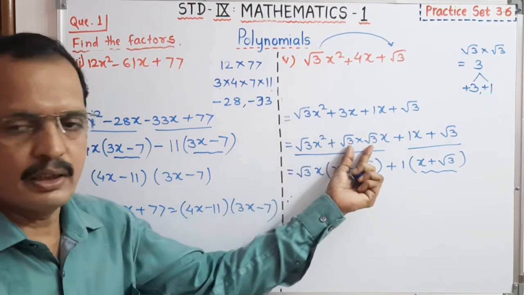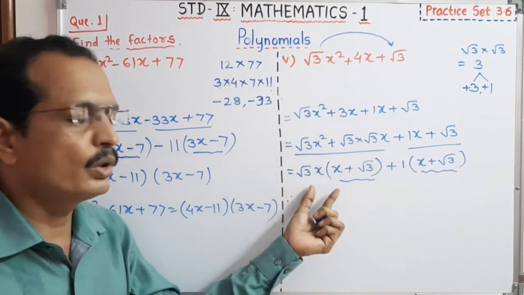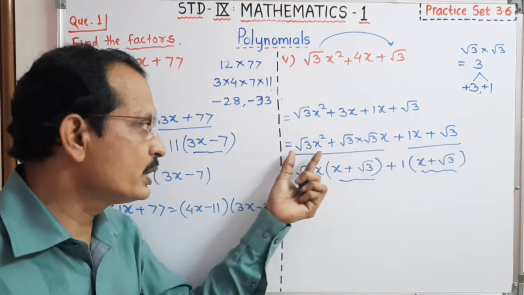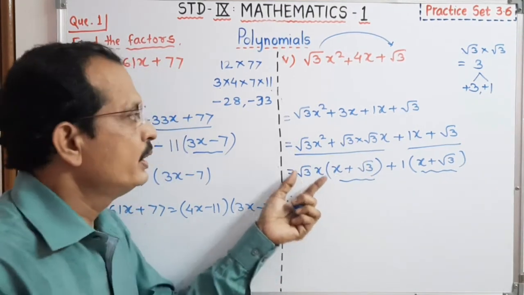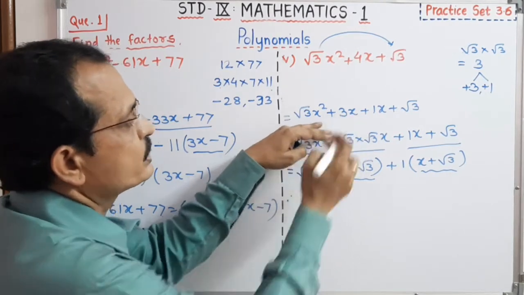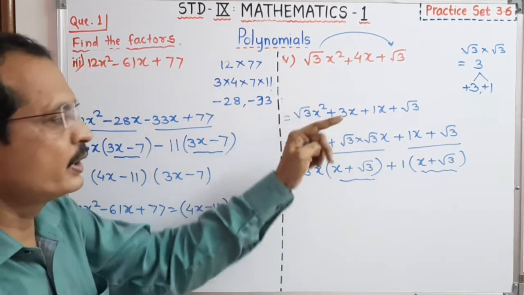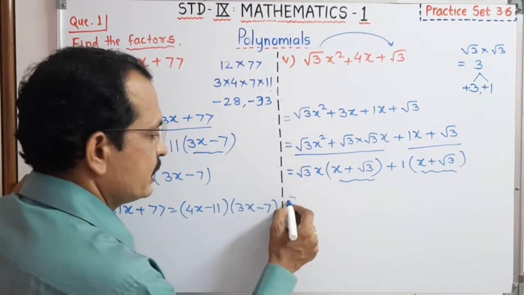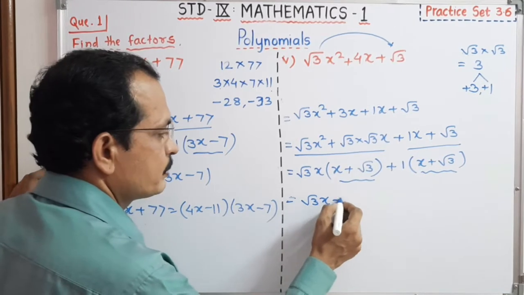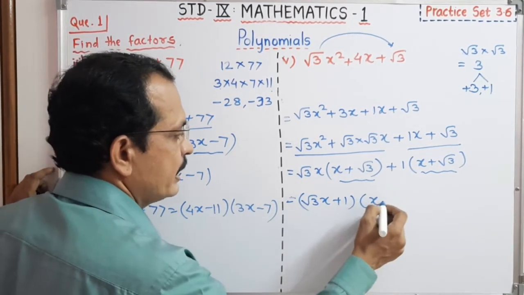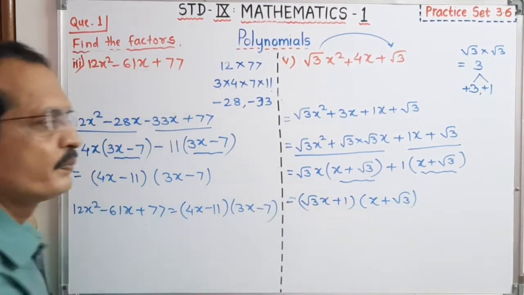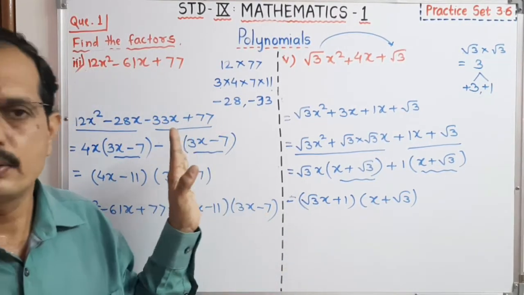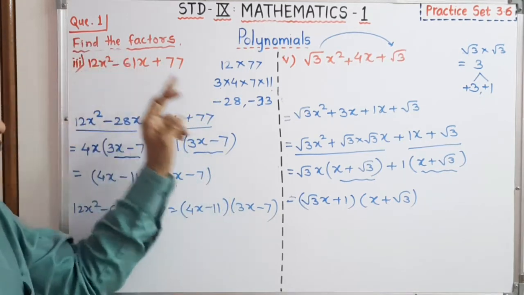This I factorize to understand how to take out the common. If you write like this, then it is very easy to understand how to take out the common. If I write like this, then tell me what is the common? Therefore it is easy to understand how to take out the common. Now see here, root 3x plus 1, and here it is x plus root 3. Dear student, very simple and very important factors are there.